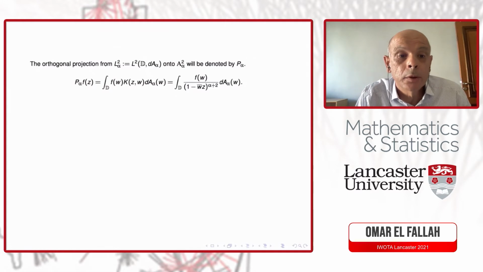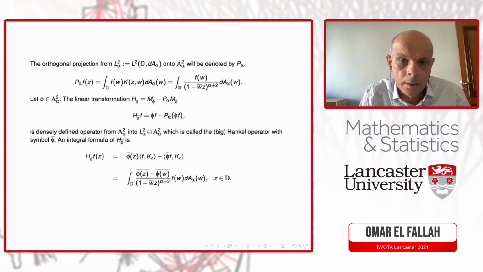The notation P alpha is, as usual, the orthogonal projection from L2 alpha onto A2 alpha, and it is given explicitly by this formula. We can see that this formula can be extended to functions f in L1. So for phi in the Bergman space A2 alpha, the linear transformation H phi bar equals M phi bar minus P alpha M phi bar.